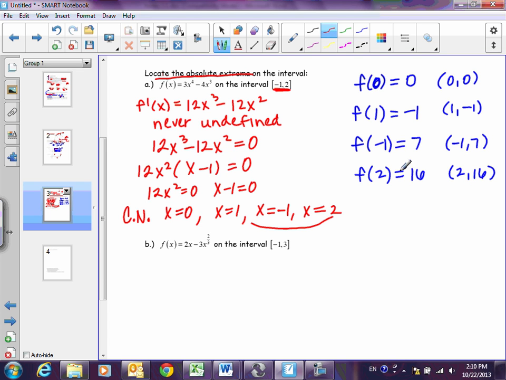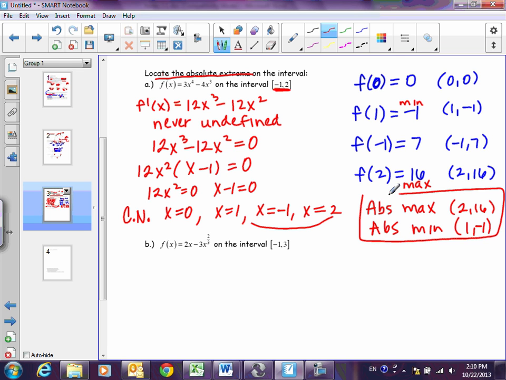All right, so if you notice 16, that was the highest. Negative 1, that was the lowest. Okay, so here's what I'm going to do. I'm going to write my answer nice and neat. The absolute max is happening at 2, 16, and the absolute min is happening at 1, negative 1. And this is your final answer. So the real work here is coming up with these x values to plug in, our critical numbers. That's really where most of the work comes into play.